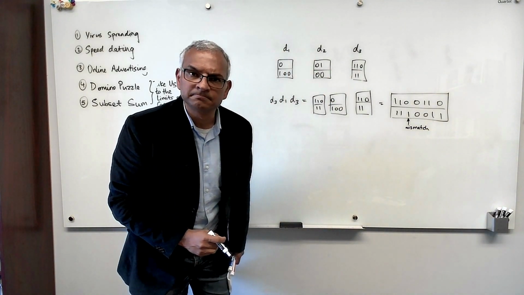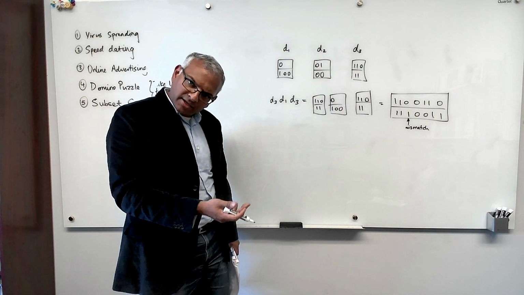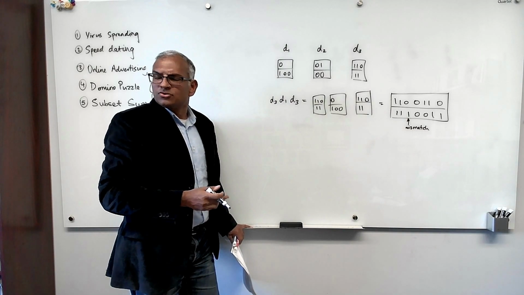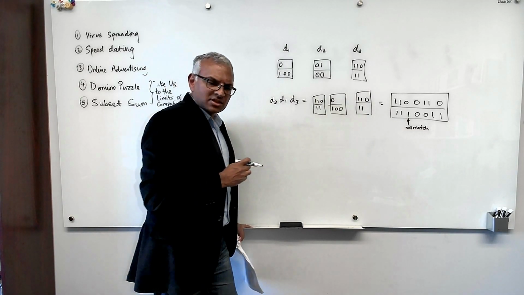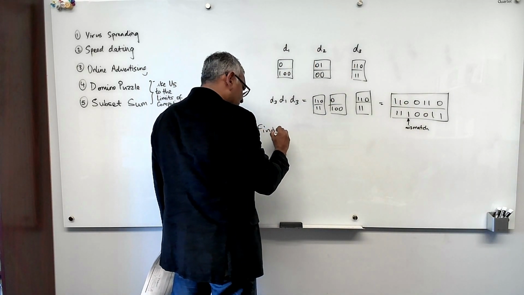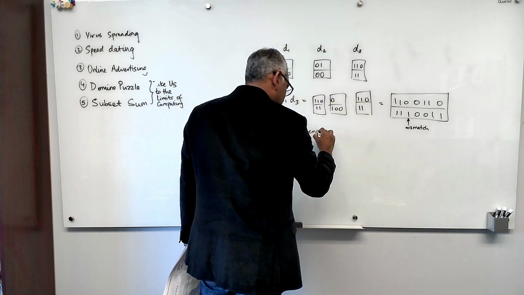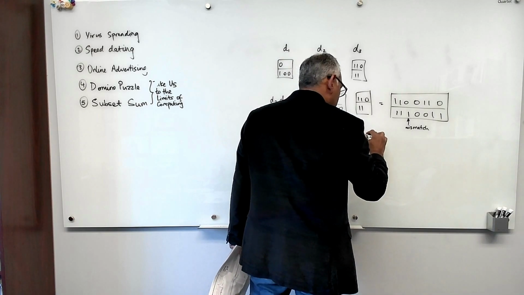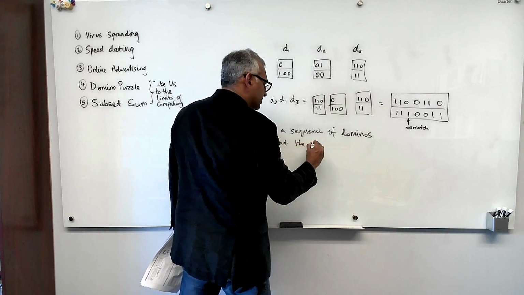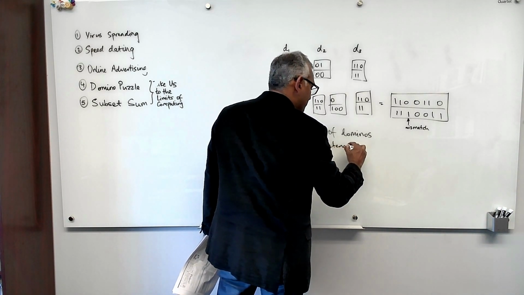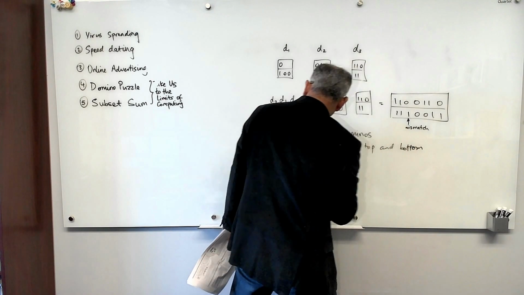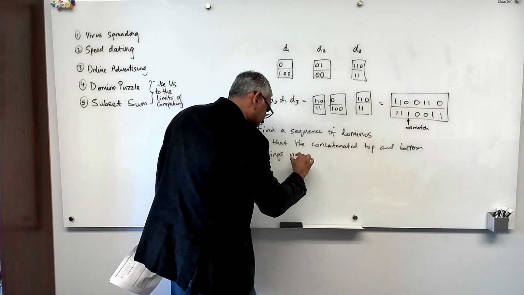So the goal is to find a sequence of dominoes, and you can repeat dominoes, you can use as many as you want. The goal is to find a sequence of dominoes such that when you concatenate them, the top and bottom strings match. Find a sequence of dominoes so that the concatenated top and bottom strings match.